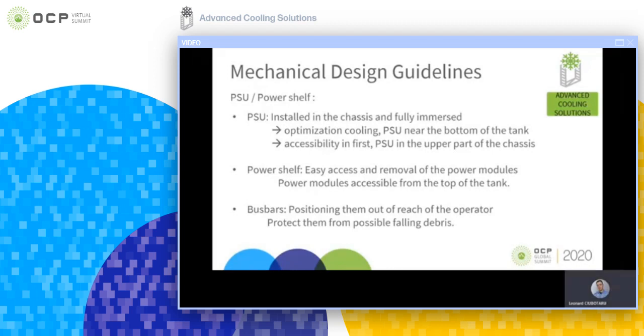This was a very brief description of the mechanical design guidelines for immersion. Please don't hesitate to ask your questions following the presentation or contact me afterwards.